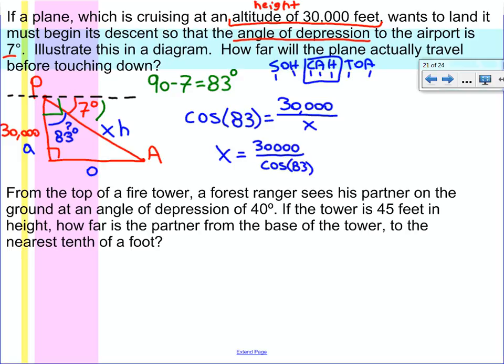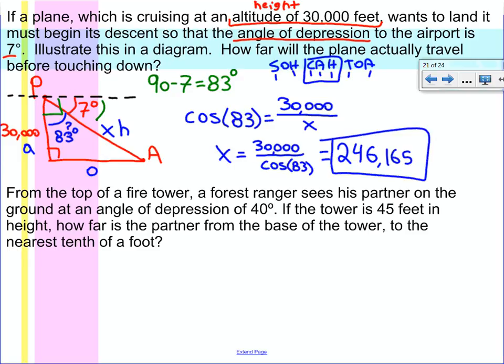Punch that in your calculator. Make sure your calculator is in the proper mode if you haven't been getting the same answers as me. So 30,000 divided by cos of 83, and you get that the plane actually travels a distance of 246,165 feet. Guess we should box that. Alright.